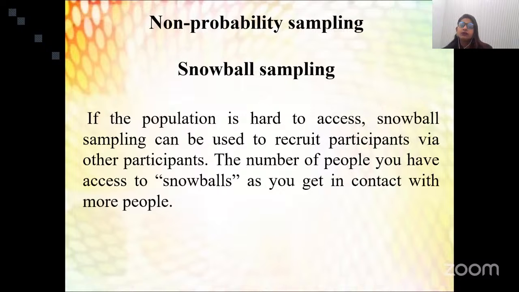So when we are getting responses from participants to participants, when we are recruiting participants, that is known as snowball sampling, and we use it when our population is hard to access, when it is not easily available. The number of people you have to assess, that is called snowballs, as you get in contact with more people.